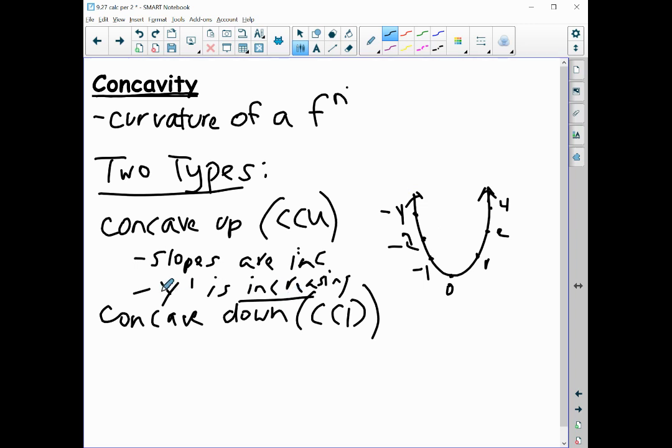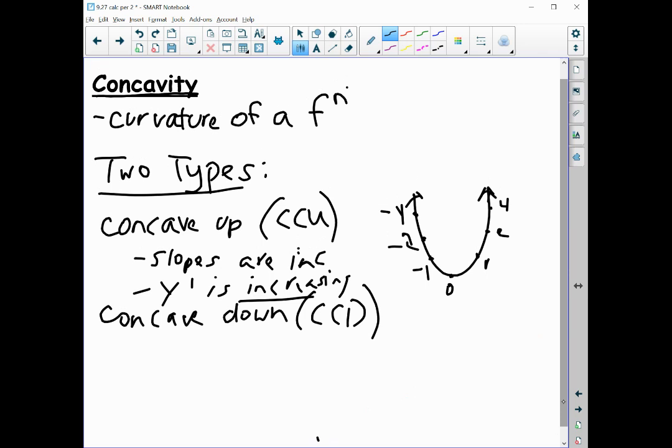So if it gets less negative or more positive, then it is getting higher in value and is considered increasing. So notice I'm not saying the derivative is positive. I'm saying that the derivative or the slopes are increasing. So we could be decreasing with increasing slopes. And you're like, oh my God, what? So again, decreasing with slopes that are getting less negative. That's what increasing means.